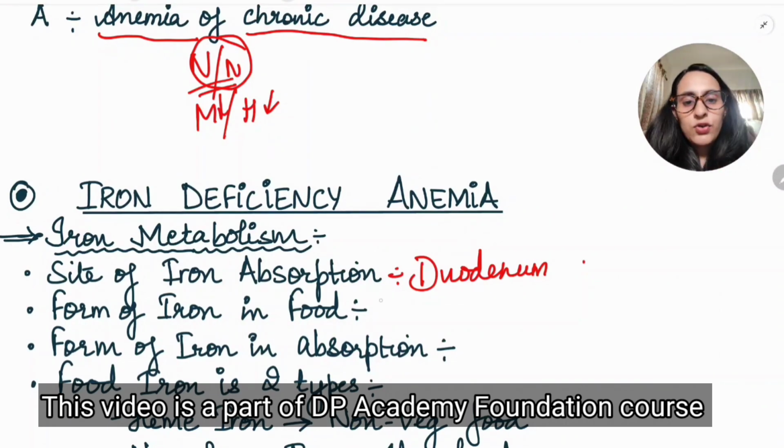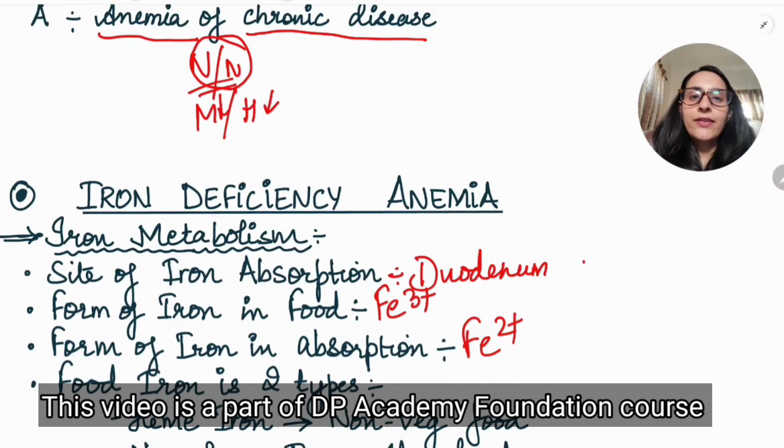Which form of iron is absorbed? Which form of iron is present in the food? Both are different. The iron form which is present in the food is Fe3 plus. It is not absorbed as Fe3 plus. The form of iron that is absorbed is Fe2 plus. So both of them are different. First of all, in the food we are taking Fe3 plus, and then it is converted to Fe2 plus, and then it is absorbed in the duodenum.